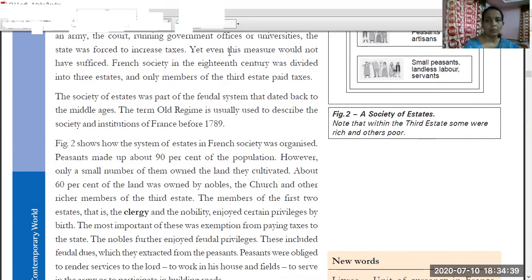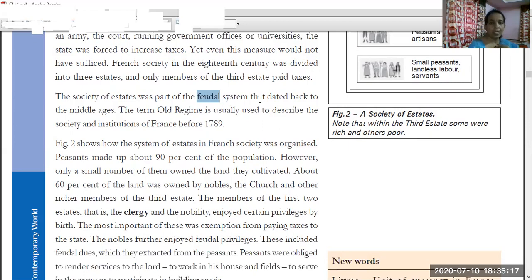The society of estates was part of the feudal system. The feudal system was the system in medieval Europe, followed in Europe. The nobility was dominating in this system. The nobility was providing protection to the people, and whenever there was a war situation, these people were providing army to the king. That is why the nobility was dominating, and this system was called the feudal system.